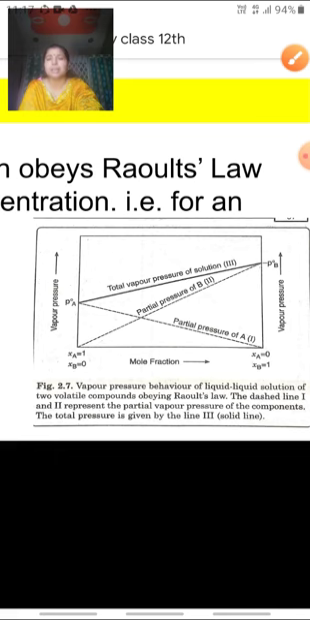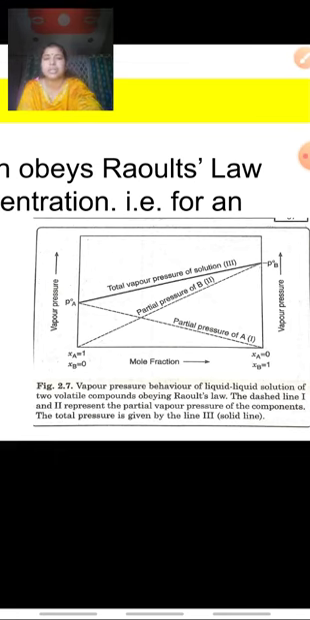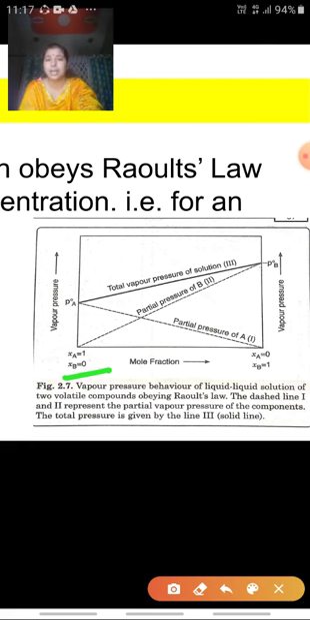Now see, if the mole fraction of component B is 0, that means component A is present in the pure state. In the pure state, the vapor pressure of component A is equal to P naught A. Now, if we increase the mole fraction of component B, moving to this side, ultimately we reach the mole fraction of B becoming 1 and that of A becoming 0. In that case, component B is present in the pure state, and its vapor pressure will be equal to P naught B.